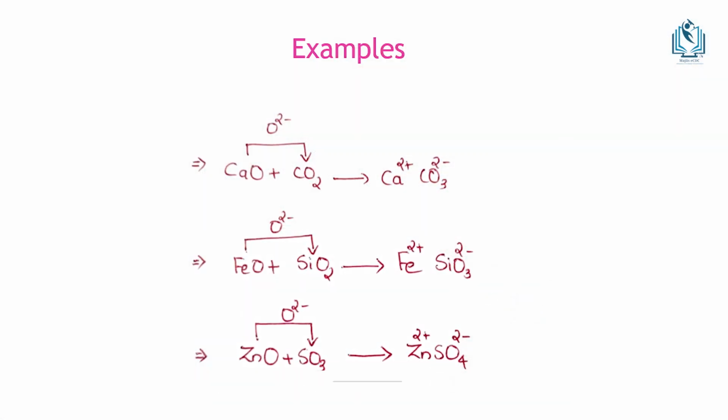Some examples are given here. First one, calcium oxide plus carbon dioxide gives calcium carbonate. In this reaction, carbon dioxide is the acid because carbon dioxide accepts the oxide ion, and calcium oxide is the base because it donates the oxide ion. In the second reaction, silicon dioxide is the acid because it accepts the oxide ion. In the third reaction, SO3 is the acid because SO3 accepts the oxide ion.